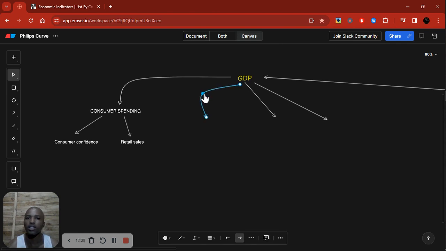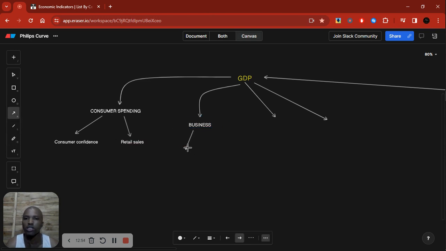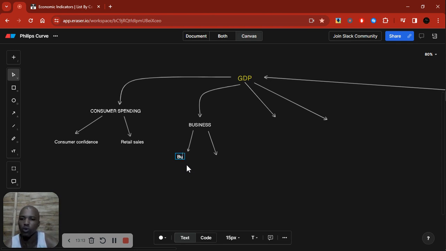And then the second one that we have is businesses. When it comes to business, we can also break it into two in terms of what we focus on. Firstly, we have business confidence. We pay attention to business confidence figures, because if they're decreasing, then of course that's also not good.